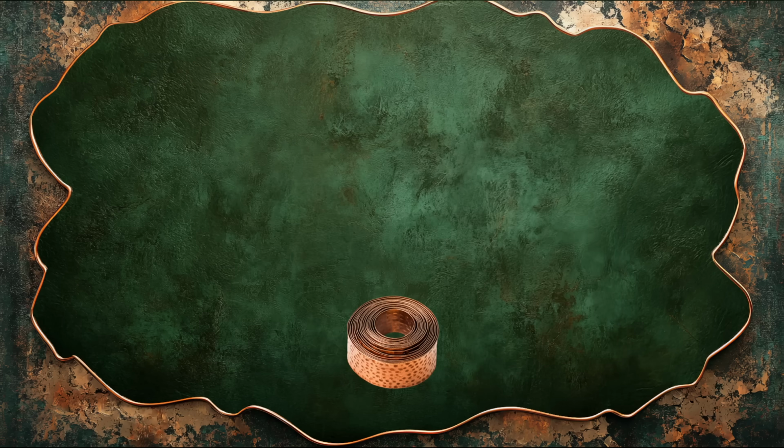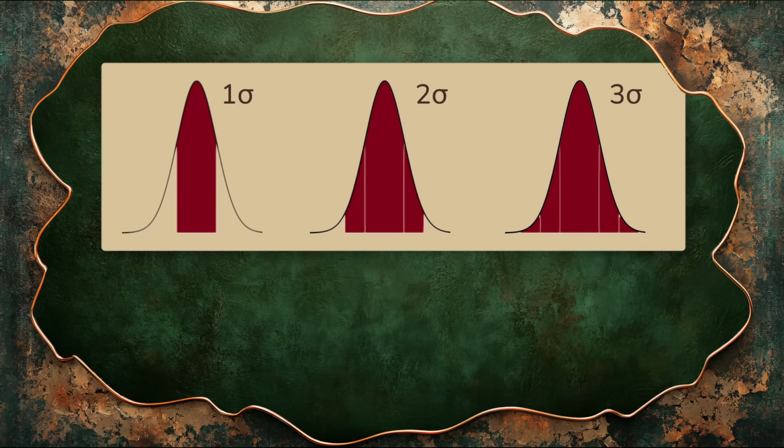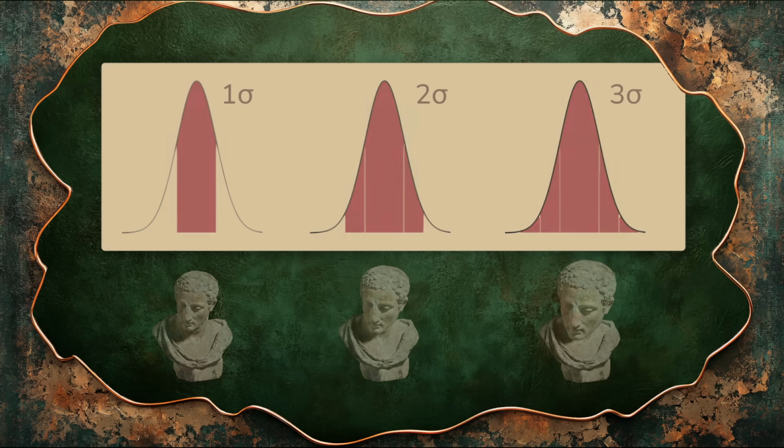If you have a tape measure handy, you can measure your own head and see where you land. Do you have a 1 sigma, 2 sigma, or 3 sigma head? The empirical rule lets you quickly grasp how common or rare any individual measurement is.